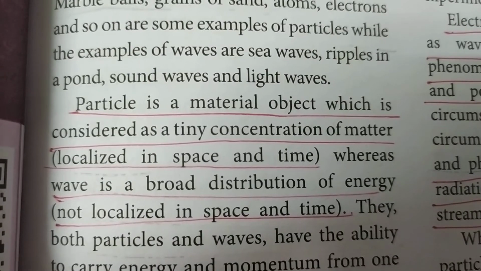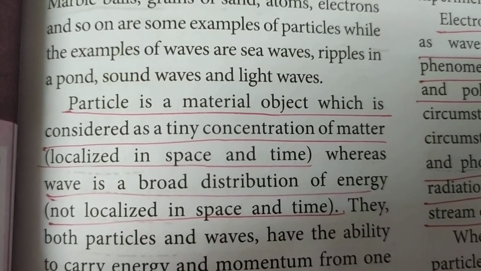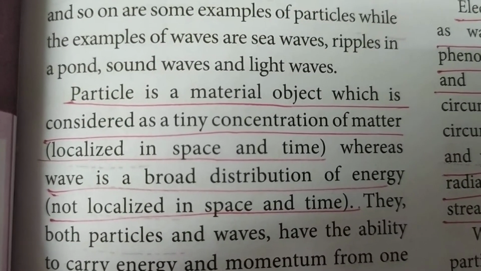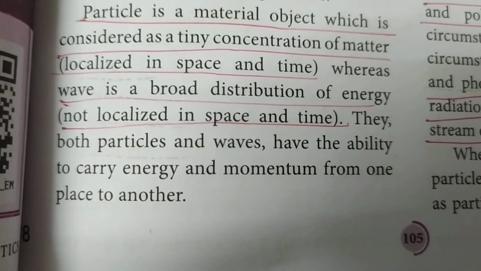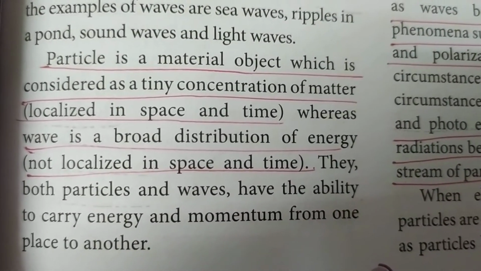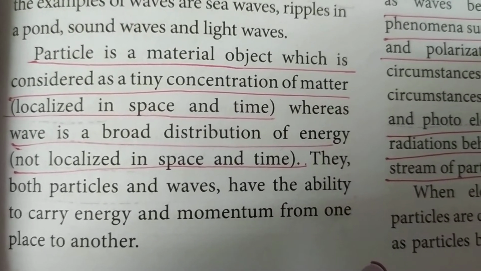When you consider a wave, it is a broad distribution of energy and there is no particular place in space for this wave. So it is not localized in space and time, and they both have energy and momentum. So matter and radiation are two forms in space.